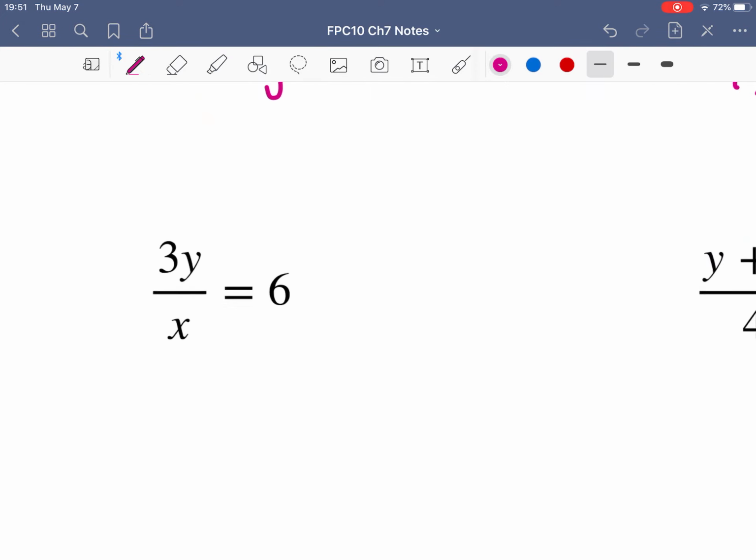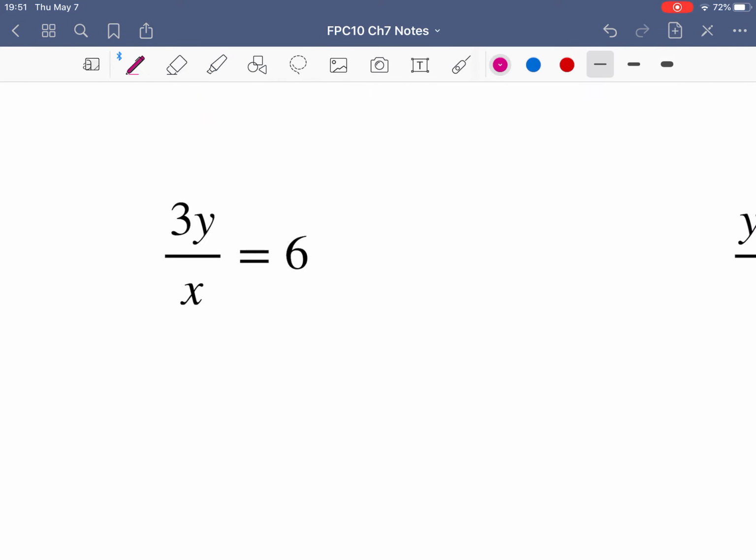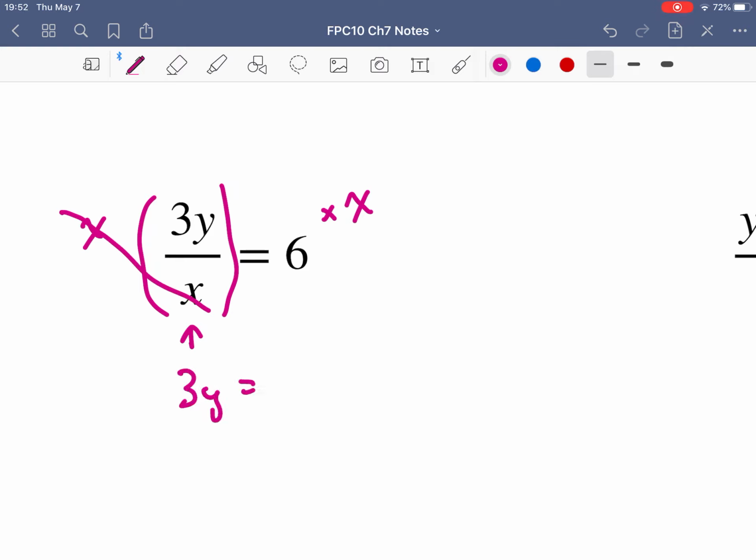Let's look at this one. Which variable is easier to isolate? Well, I don't really know, actually. But I don't like having this fraction here. So we multiply both sides by x. Those will cancel, and we get 3y is equal to 6x. Now, which side's easier to isolate? The y is actually easier. Divide both sides by 3 to get y is equal to 2x.